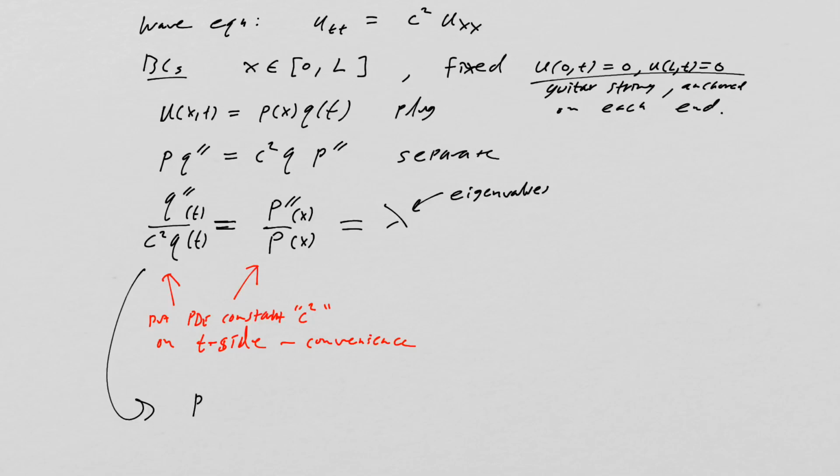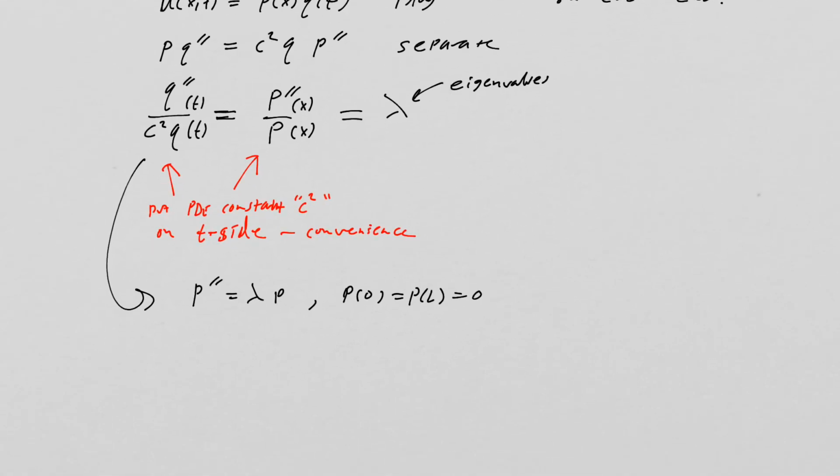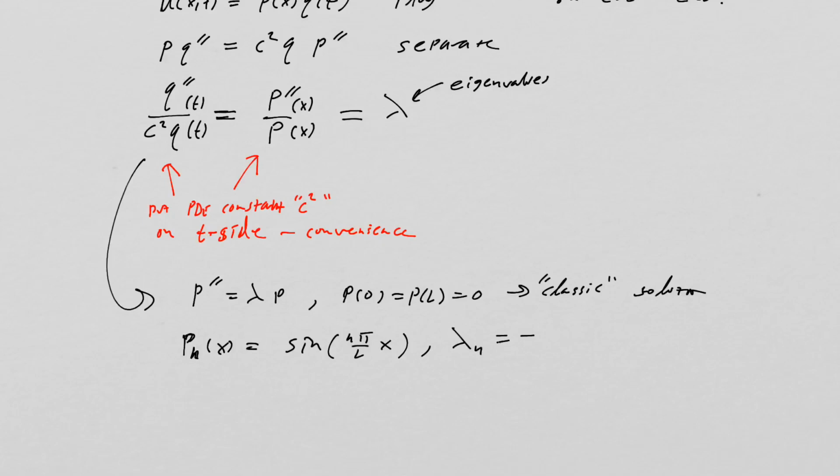All right, so what we have here is p double prime is equal to lambda times p with boundary conditions p of 0 is equal to p of L is equal to 0. Right, this has the classic solution of p_n of x is equal to sine of n pi over L times x, lambda_n is equal to negative n pi over L quantity squared. And this is for n starting at 1, 2, 3, 4, and on forever.